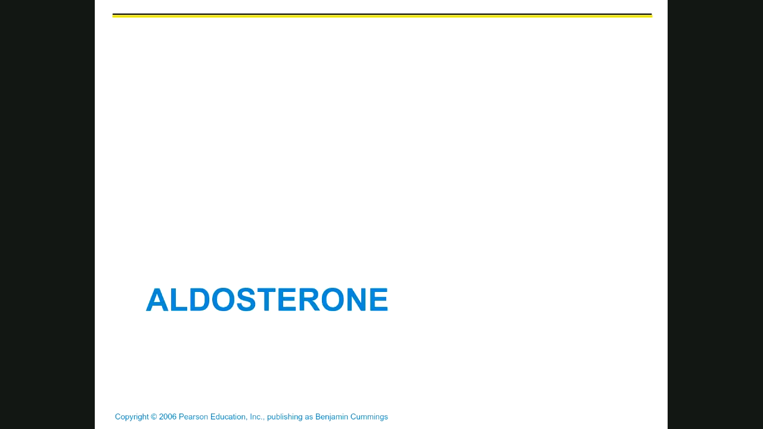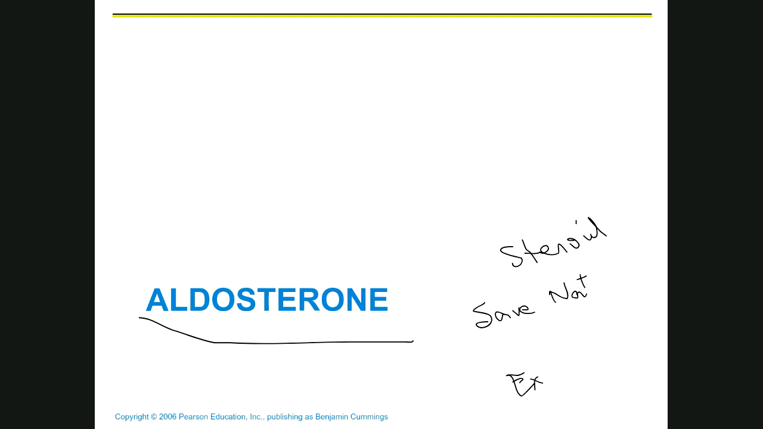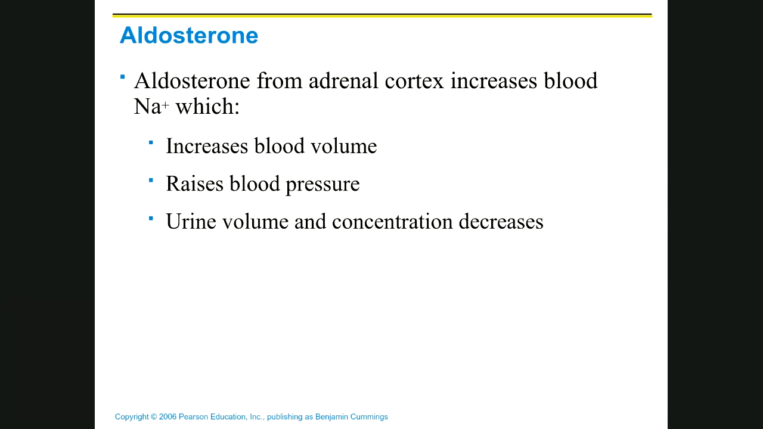Let's look at aldosterone. So remember, aldosterone is a steroid. It comes from the adrenal cortex. And what it does is it makes you save sodium and excrete potassium. So we're going to save sodium and we're going to get rid of potassium. But remember, what follows sodium? Water. So if we're going to save sodium, we're also going to save water. So that's exactly what happens.